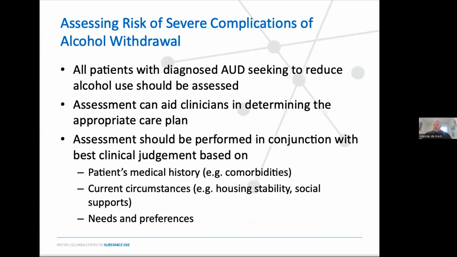So if we look at assessing the risk of severe complications of alcohol withdrawal, not all individuals with AUD will experience severe complications from alcohol withdrawal. And assessing the risk of severe withdrawal symptoms can be useful in determining the appropriate withdrawal management pathway. That being said, that's inpatient versus outpatient, and also the pharmacotherapy options one is to use. All patients with diagnosed alcohol use disorder seeking to reduce alcohol use should be assessed for the risk of developing severe complications of withdrawal.